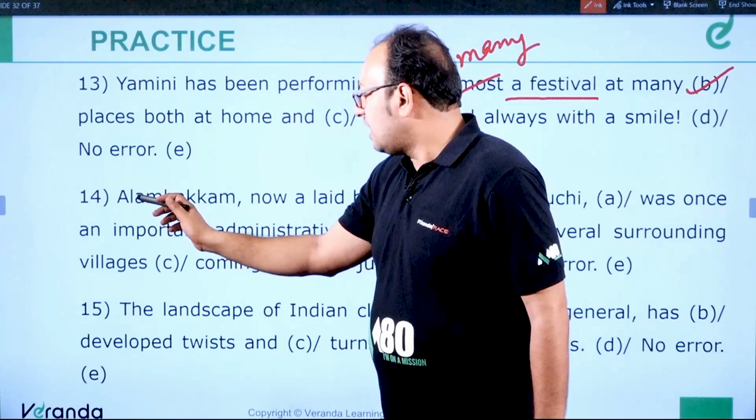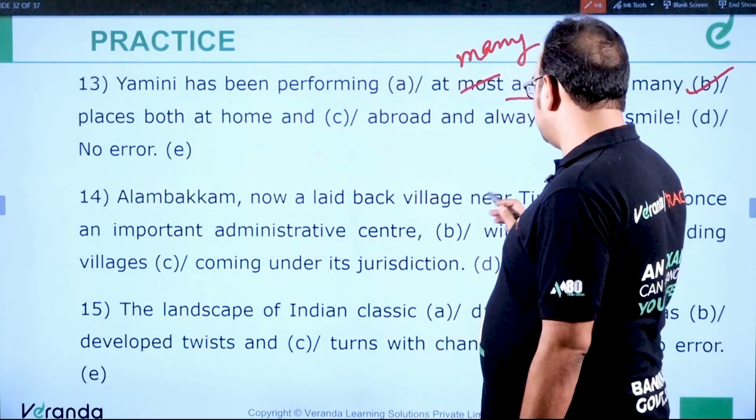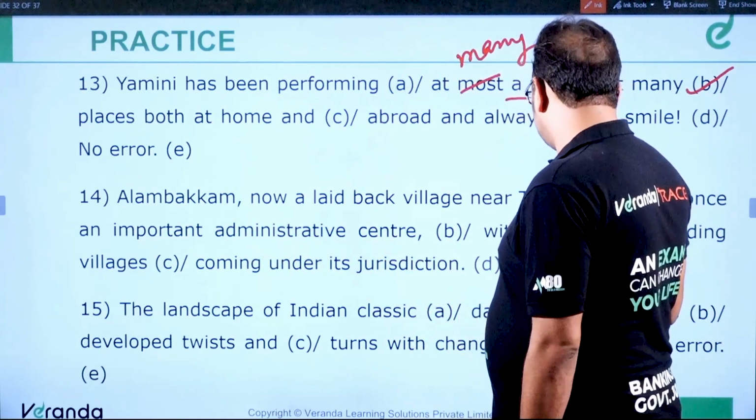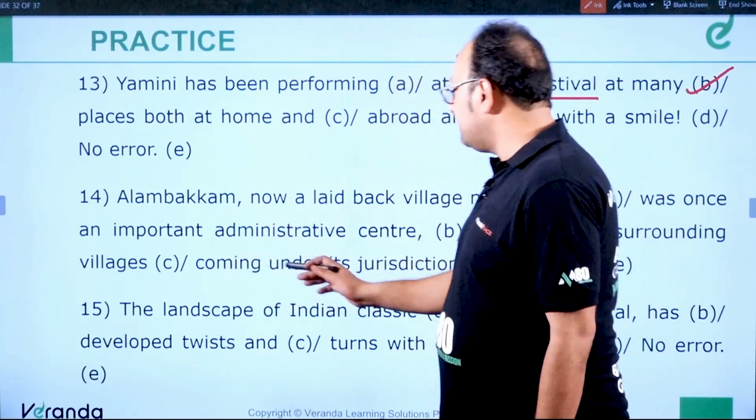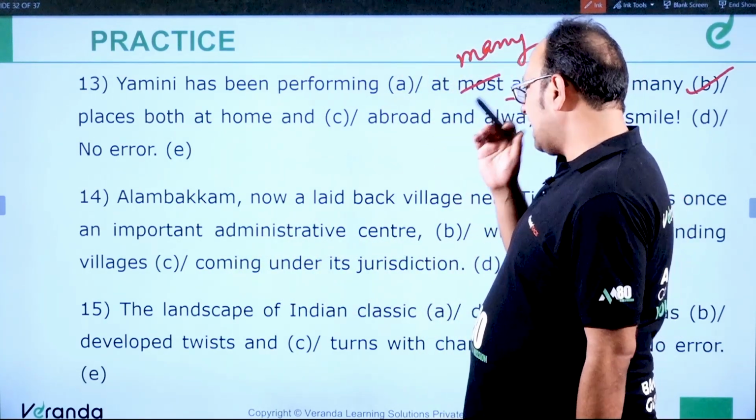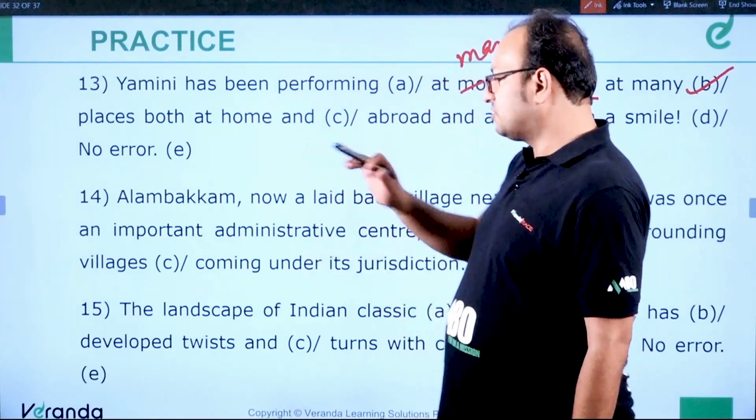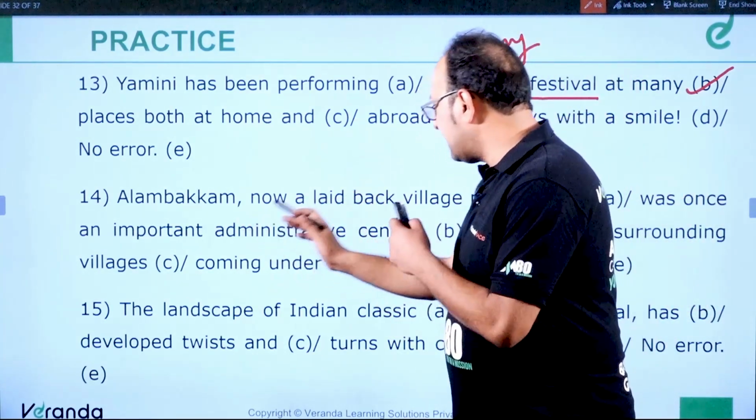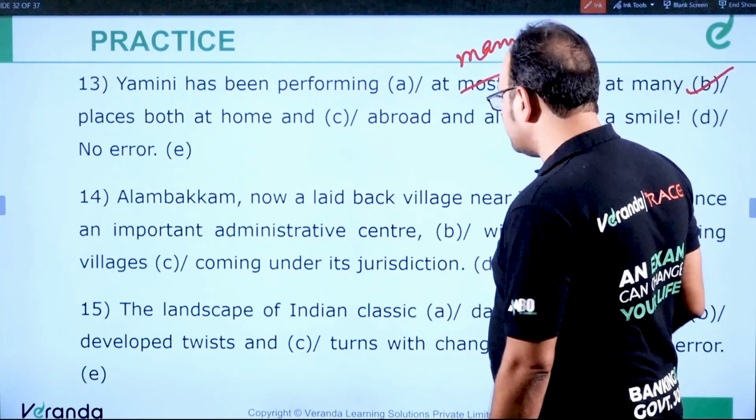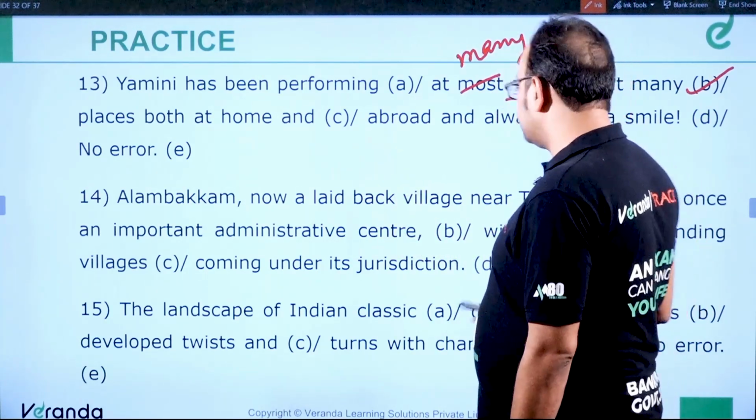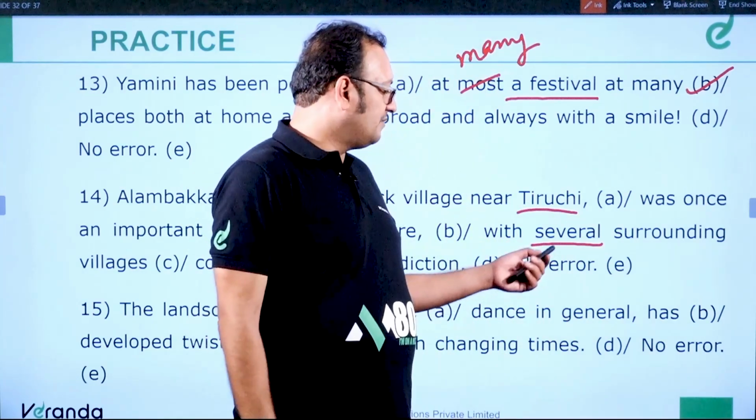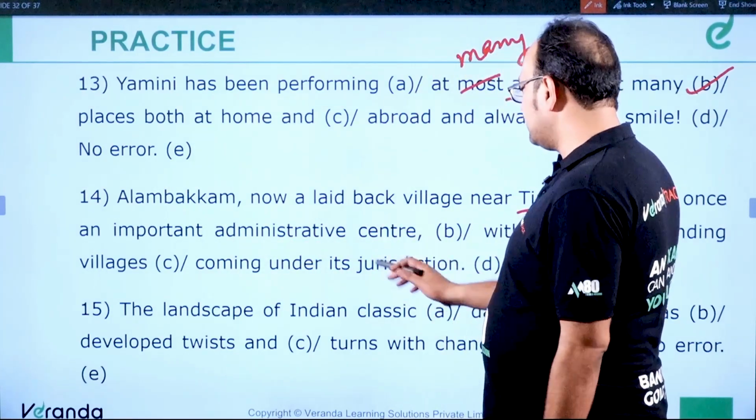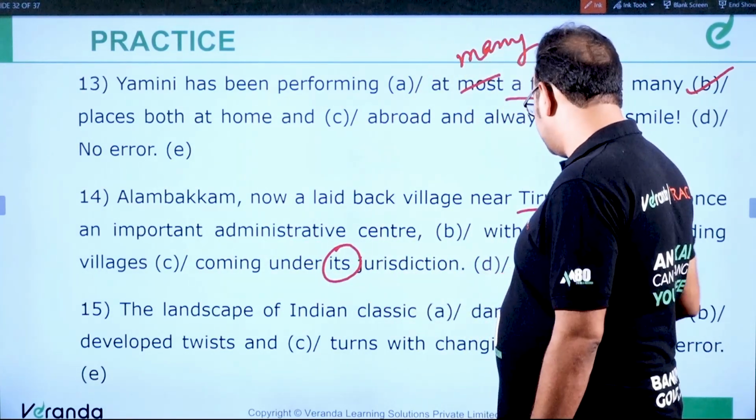Clear? Next. Alambakkam, now a laid-back village near Tiruchi, was once an important administrative center, with several surrounding villages coming under its jurisdiction. I don't think there's an error in it. Then also we should try once more. Alambakkam, now a laid-back village near Tiruchi, was once an important administrative center with several surrounding villages. Okay, several is an indefinite numeral adjective, means not an exact number. So we can use surrounding villages, no error, coming under its jurisdiction. It's for Alambakkam. So there's no error in this sentence, no error.